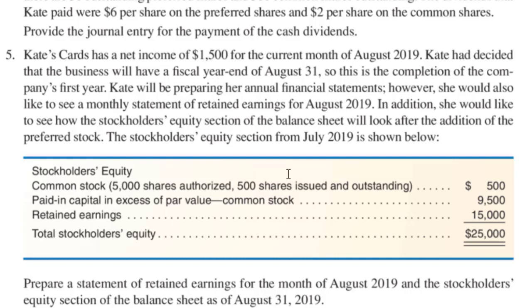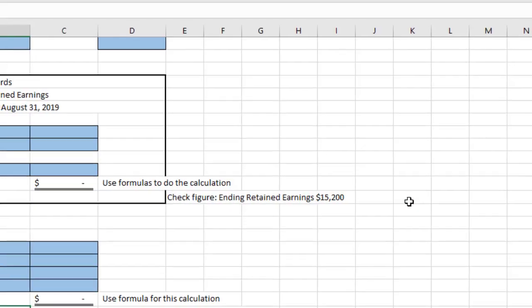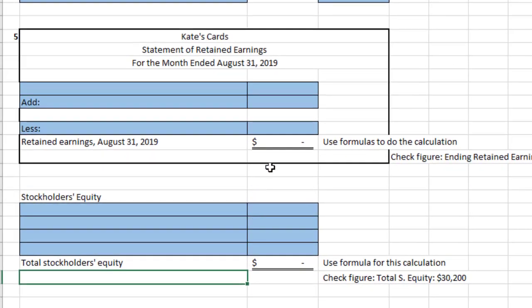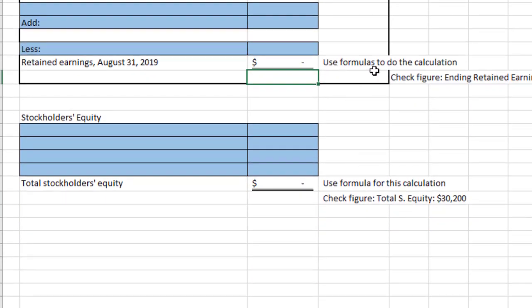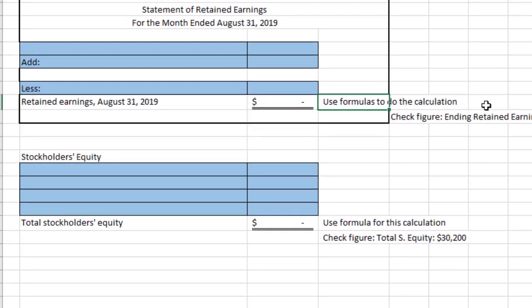This is July's stockholders' equity. It shows the retained earnings. We need to roll that retained earnings forward one more month. So we'll take that retained earnings, add to it any new profit, and subtract from it any dividends that we give back in the month of August. Then we can come up with the new retained earnings for August. Make sure you use formulas for these. I want to see that you're doing it using Excel, and I give you a check figure.